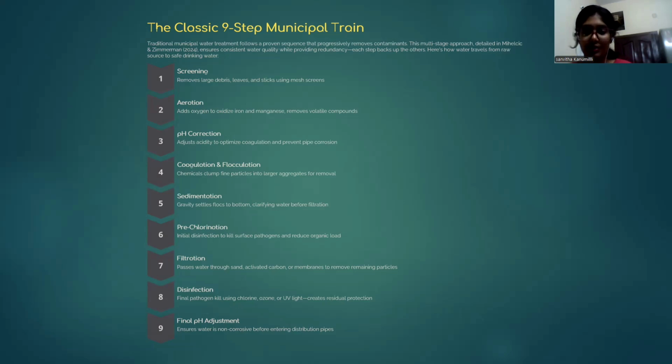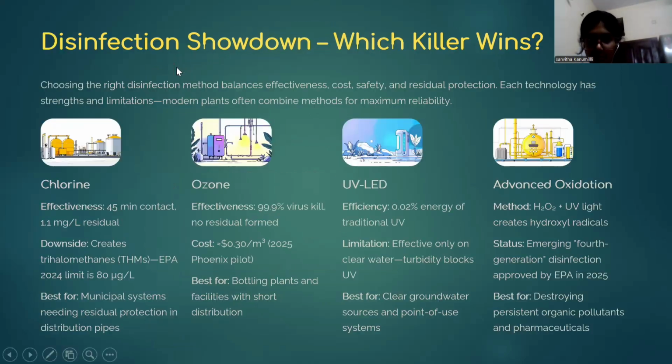And pre-chlorination. Initial disinfection to kill surface pathogens and reduce organic load. And filtration. Passes water through sand, activated carbon, or membranes to remove remaining particles. And disinfection. Final pathogen kill using chlorine, ozone, or UV light, which creates a residual protection. And the final pH adjustment ensures water is non-corrosive before entering distribution pipes.